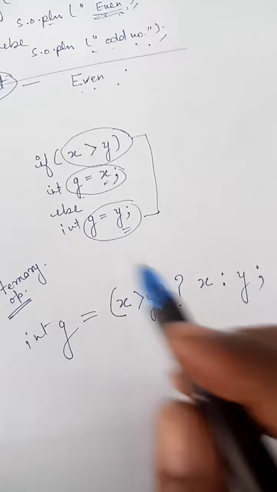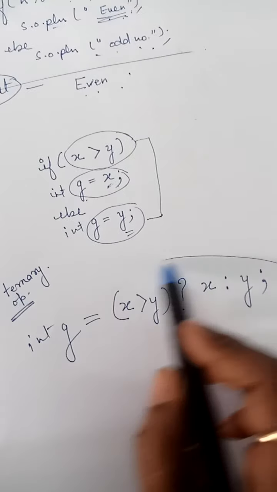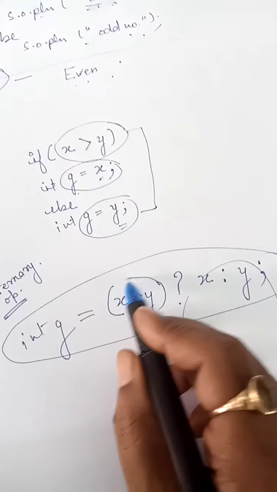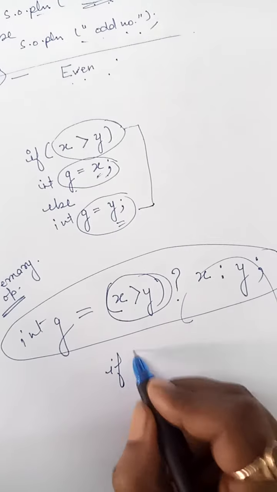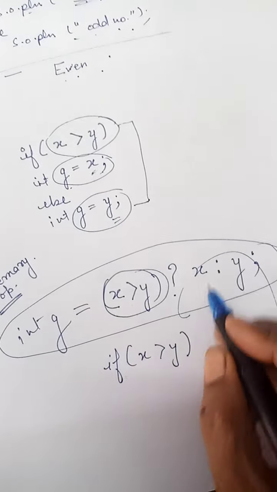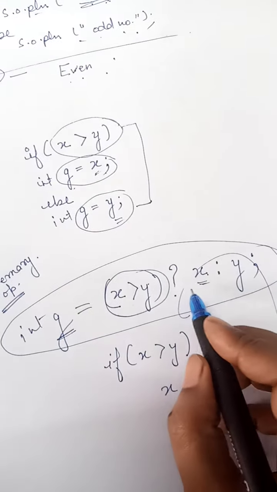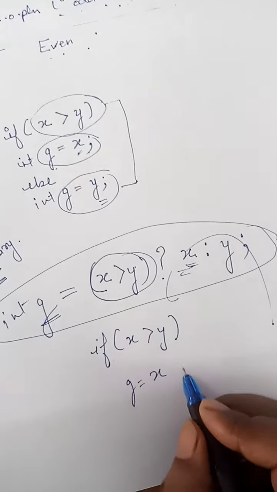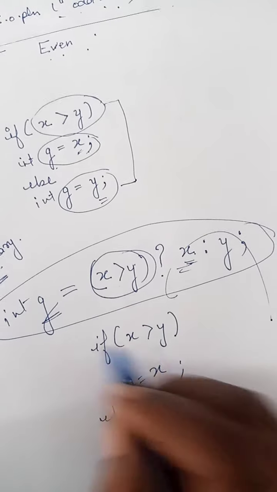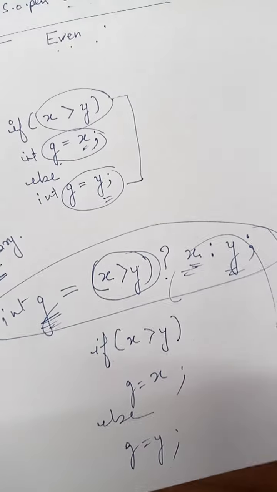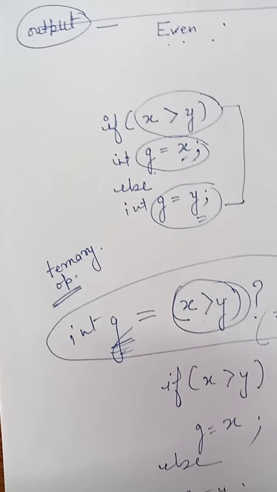Like this. Now suppose you have to convert this ternary to if else. Again, this will be the condition of if: x is greater than y. What do you do in the if part? g equals x, else g equals y. You can be asked this, to choose the correct answer for the output.